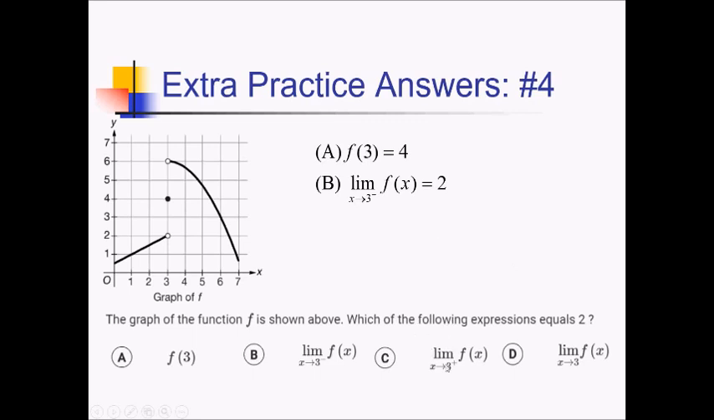Choice C, this is the right side limit at 3. As we approach from the right side here, we're approaching the y value 6, so that's not what we wanted. And then the two-sided limit at 3, well, the left and the right-sided limits are different, so that one doesn't actually even exist. So definitely choice B.